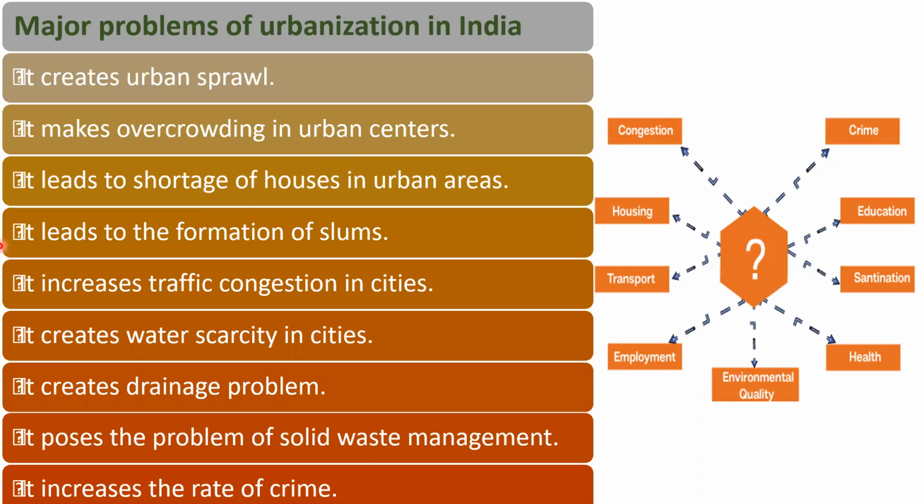Major problems of urbanization in India. It creates urban sprawl. It makes overcrowding in urban centers, and it leads to the shortage of houses in urban areas, which ultimately increases the rent in those areas. It leads to the formation of slums. Already we know that the metropolitan cities like Chennai, Mumbai, and Kolkata have the largest slums of our country. It increases the traffic congestion in cities, creates water scarcity, creates drainage problems. It poses a problem of solid waste management and it increases the rate of crime.